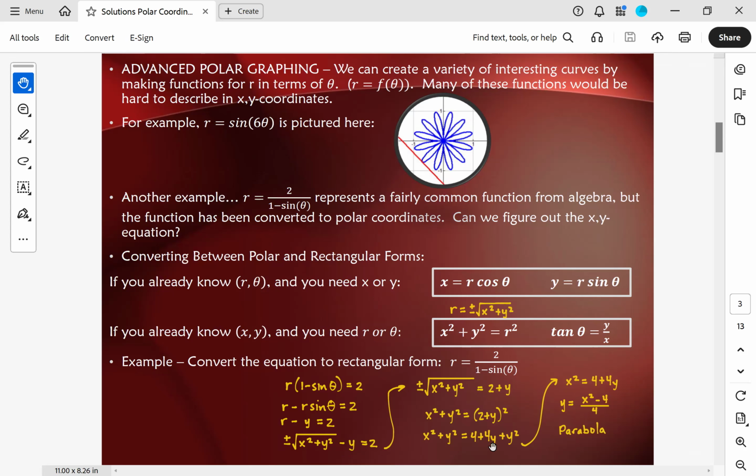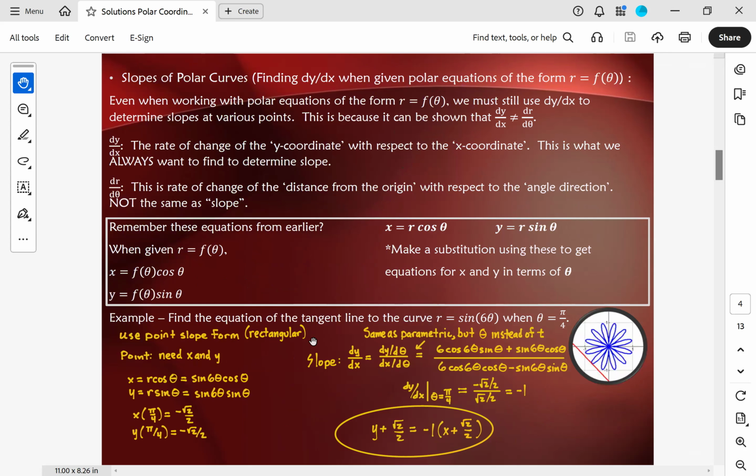Maybe FOIL out the right. Maybe solve for y somehow. It turns out this is a parabola. 2 over 1 minus sine theta is a parabola. The real purpose of this example was to get a little practice using these formulas here. We're going to move to the next page. Do some calculus.